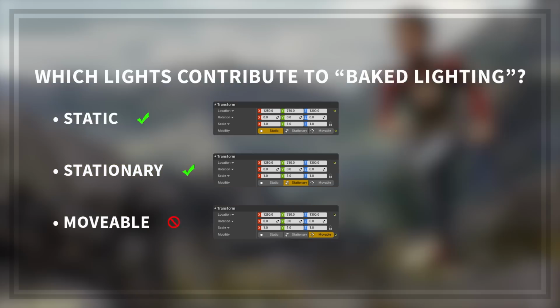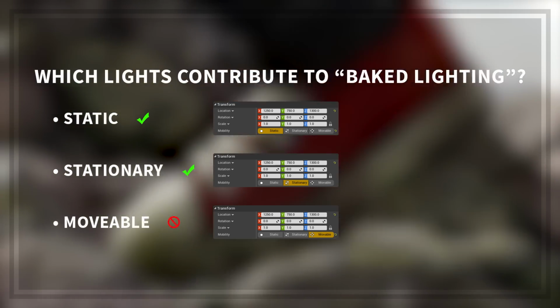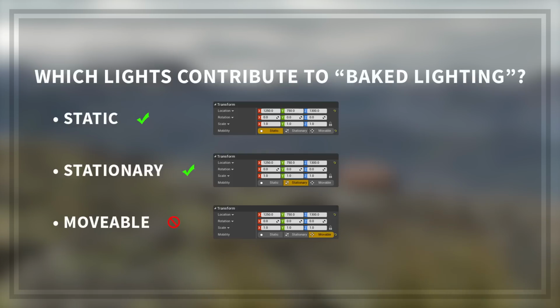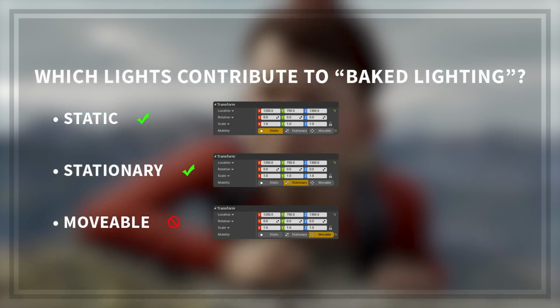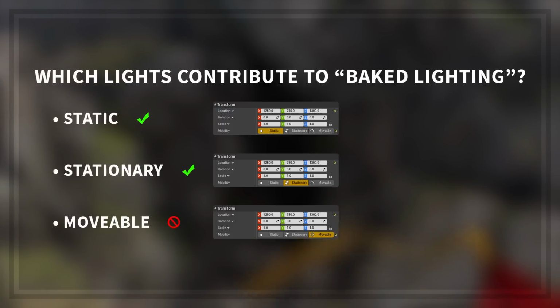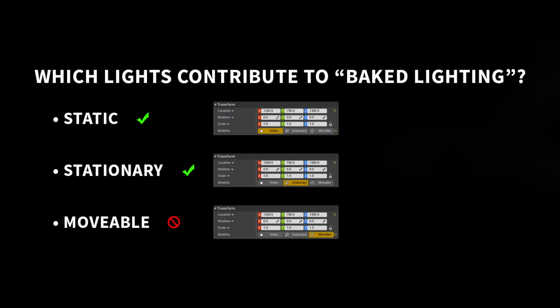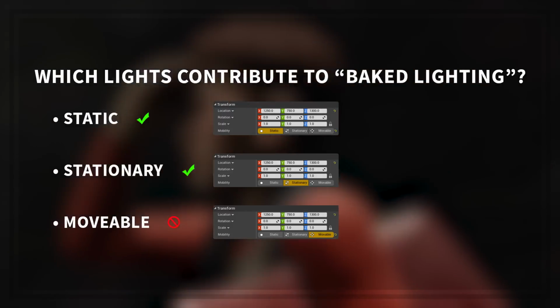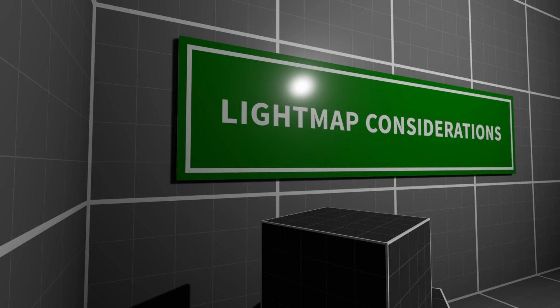There are three light types within the Unreal Engine: static, stationary, and movable. Only static and stationary lights contribute baked lighting information to the lightmap, whereas movable lights don't, as they're considered to be dynamic lighting and are calculated in real time. Although exclusively using dynamic lighting may seem appealing, as it doesn't require lightmap creation, there is a performance cost associated with doing so.